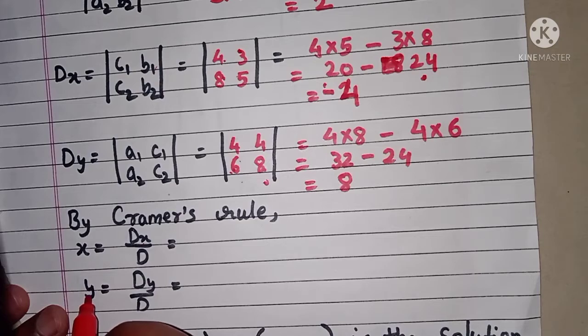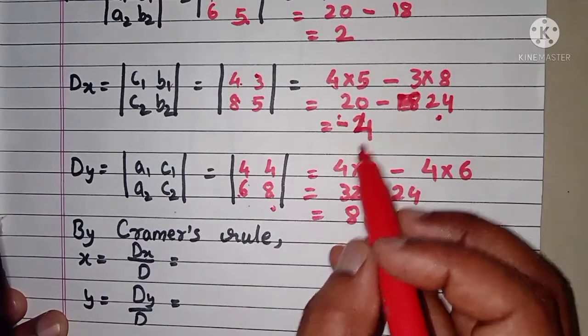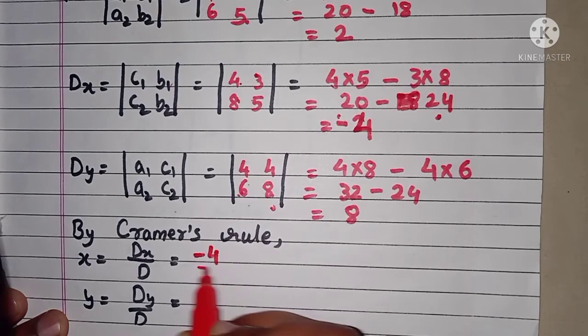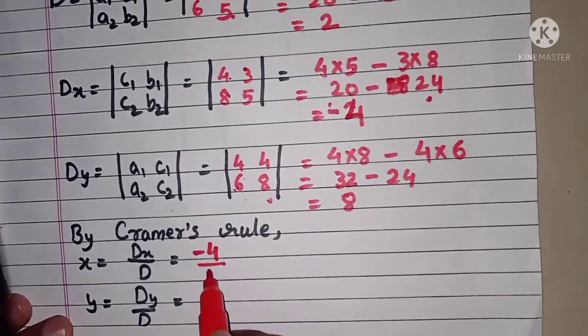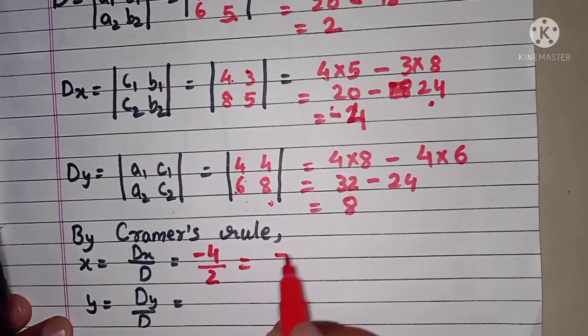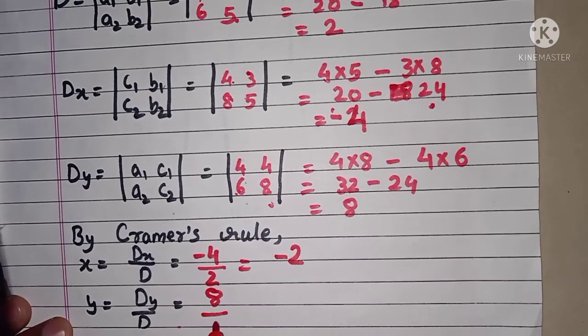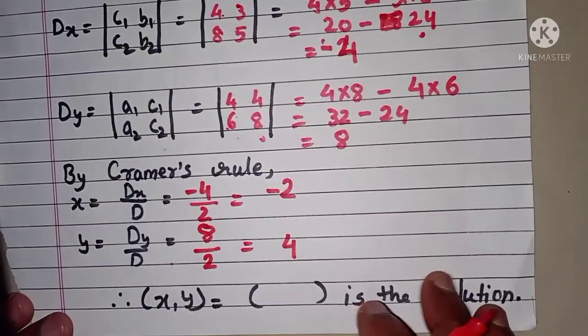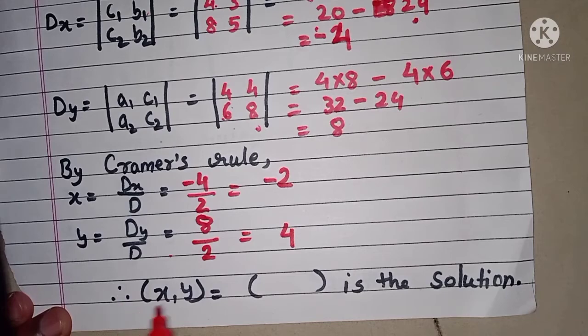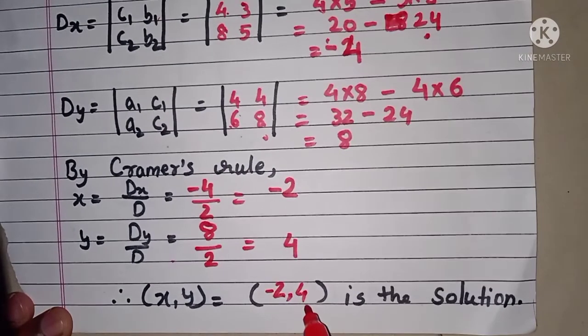Now we will substitute x and y. dx is your minus 4, d is your 2. You will get the answer: 2 2s are 4, the minus will carry. For y, dy is your 8, d is your 2. You got the answer 4. Now we will write the solution. Therefore x, y is minus 2 comma 4.